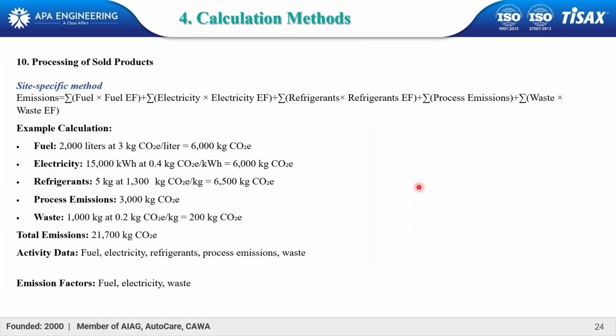So, moving to the processing of sold products. This process involves transforming or processing our sold intermediate products into a usable state of the final product subsequent to sale by the reporting company. This site-specific method uses the processes involved in transforming our product into a final product by the consumer company. The fuel used and the fuel emission factor, electricity, refrigerants, and other process emissions and their factors are used in this calculation.